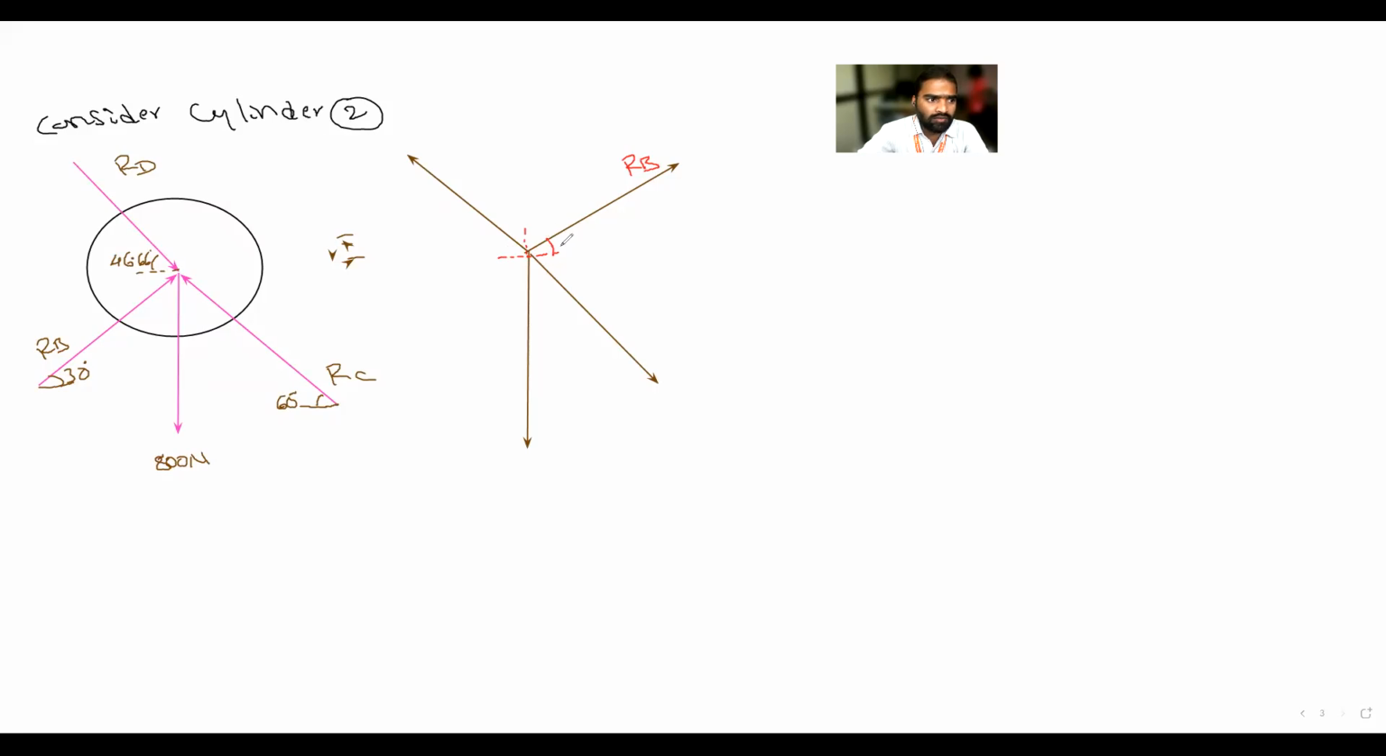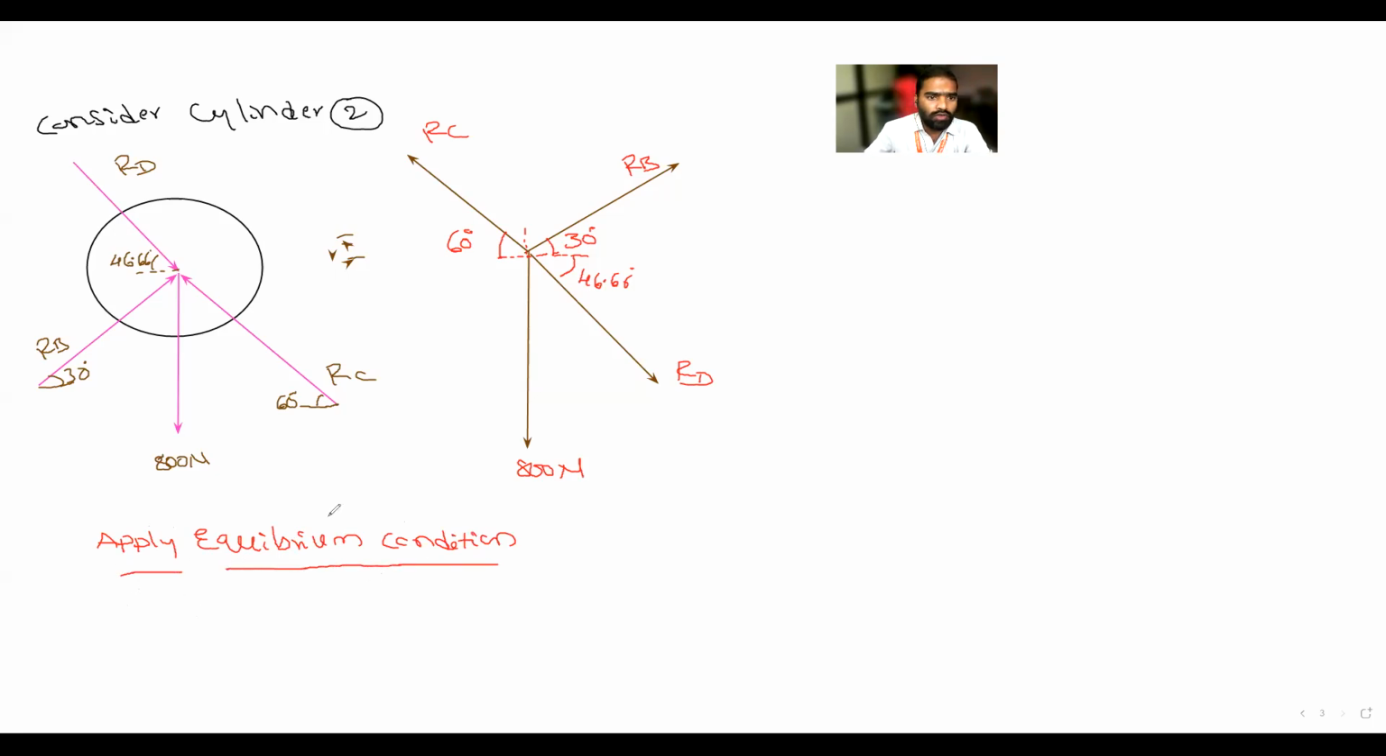RB का angle कितना है? RB का angle is 30 degree. RD is making an angle of 46.66 degrees. Then RC is making 60 degree. Weight is acting 800 Newton, that is downward. So what will you apply? Apply equilibrium conditions.